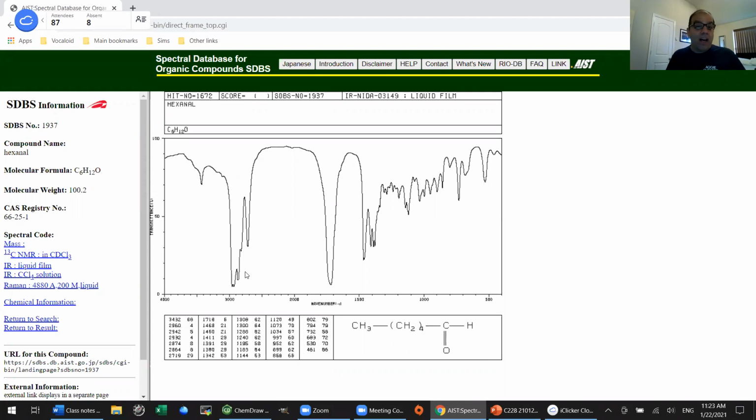Other than that, I would get from this that I don't have an alcohol, I don't have any aromatic rings or alkenes. I certainly would not know that this is hexanal as opposed to pentanal, but I certainly can tell that I'm looking at a saturated aldehyde, that the only unsaturation is in the carbonyl group. So that answers that question and shows you how to use this website all in one fell swoop. Make sense? Everyone reasonably happy with that?